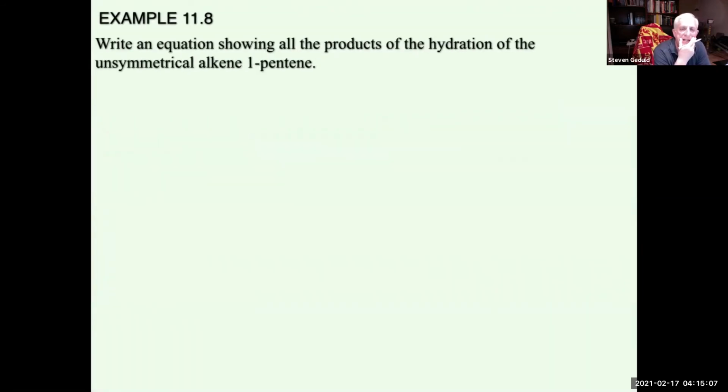All right, so let's give an example. Write the equations of all products for the hydration of the unsymmetrical alkene 1-pentene. Okay, 1-pentene is five carbons. I'll put it up here so it won't get in the way. Oh, I can't even draw a carbon atom anymore. 1, 2, 3, 4, 5, right? And it's 1-pentene, so there's a double bond there. So there's hydrogen, hydrogen, hydrogen, hydrogen, hydrogen. Okay, so when we attack this double bond, it's going to be a hydration reaction.